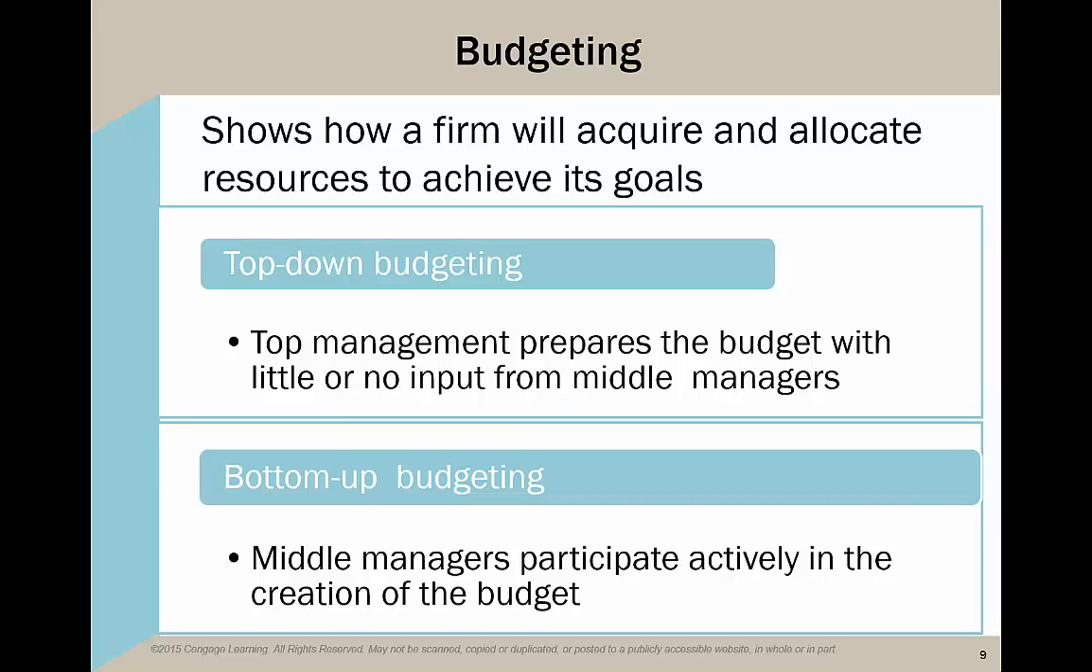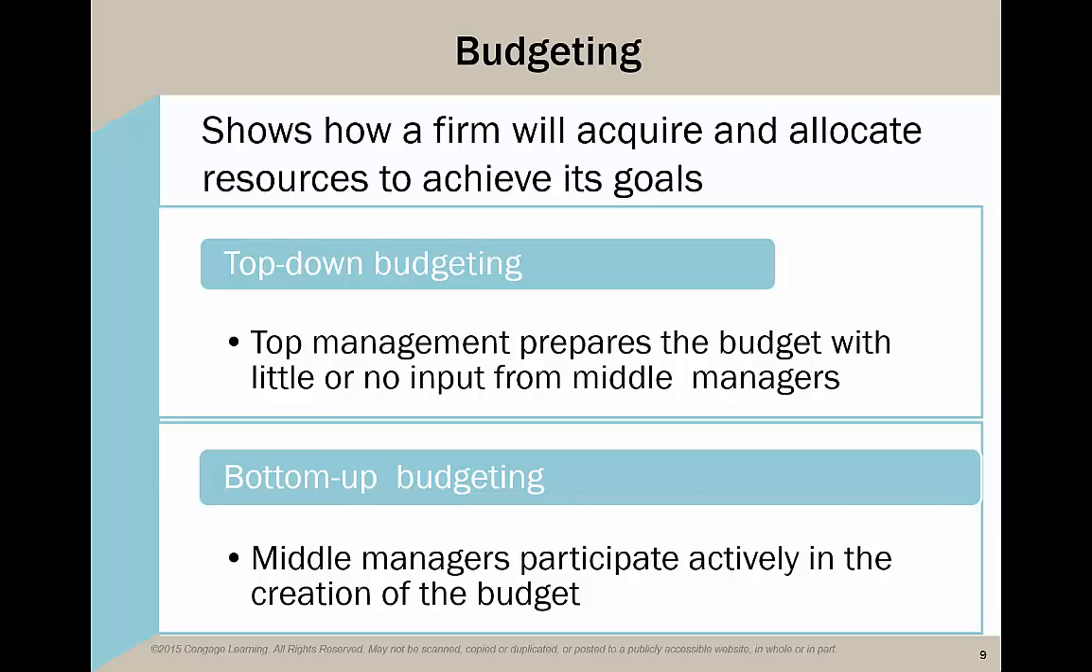So those are the 4 main purposes of budgeting. And the budget process can be drawn up in one of 2 ways. You can see there on the slide we have top-down budgeting and bottom-up budgeting. So top-down is exactly what it sounds like. The budget is set at the top level. So your CEO, your CFO, your top accountants, they come together and prepare that budget with little or no input from anyone below. So the middle managers have no say in the budget, and the budget is set at the top.